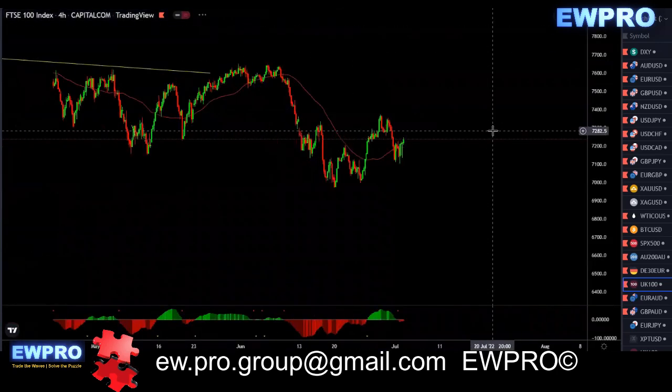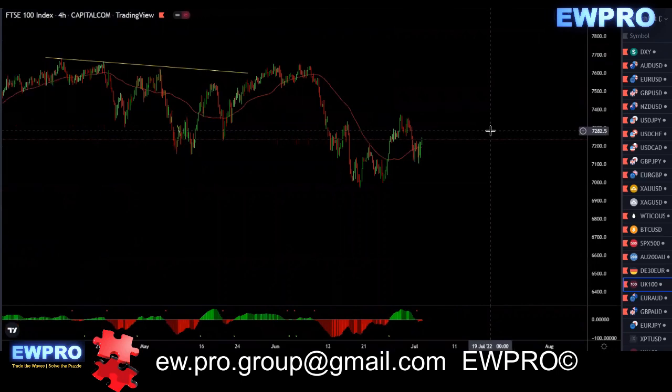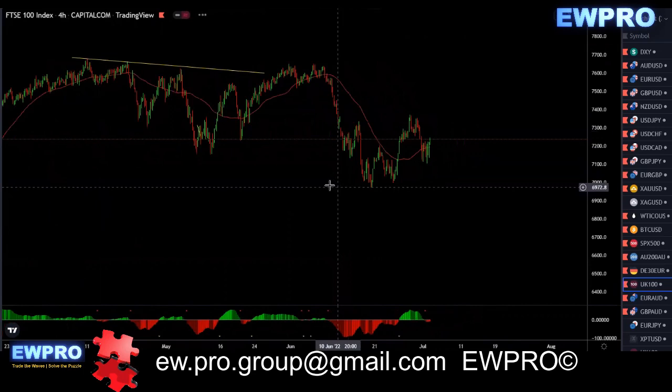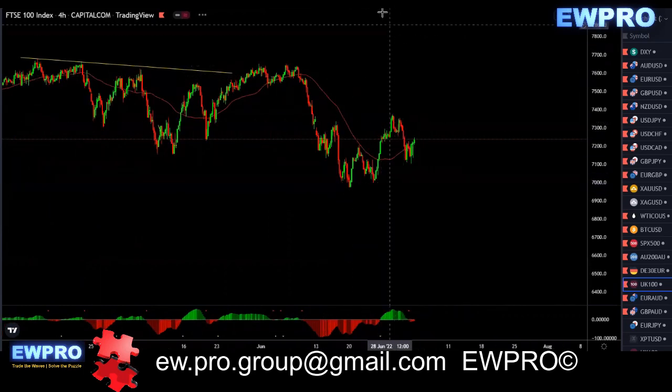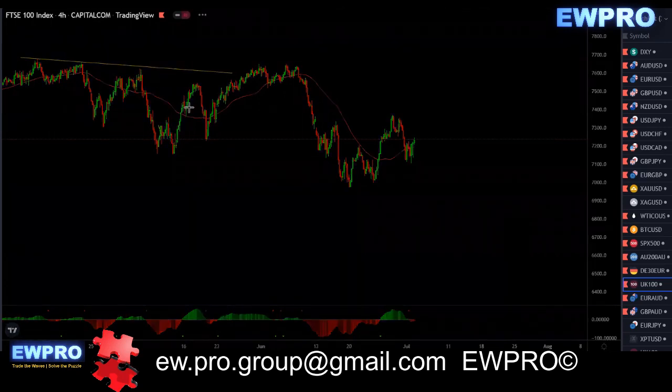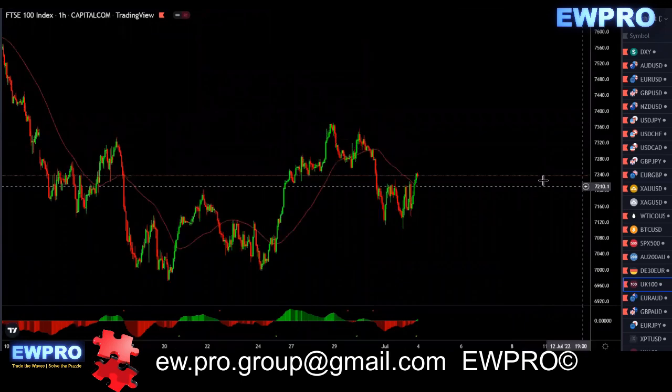On the H4, we got a bear hidden here. Very difficult to buy, because we have a possible bear hidden. So if we go down on the H1, we may get 5 up here, and then we'll be looking for the sell.